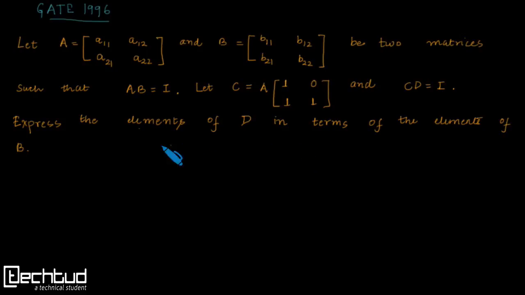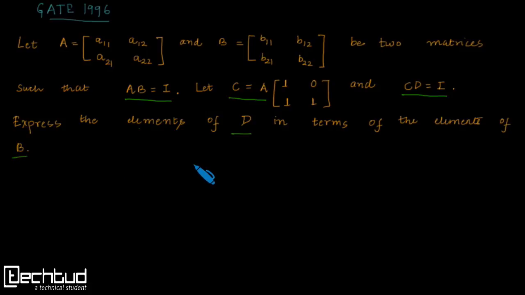So today we are going to look at this question which has been asked in GATE 1996. In this question we are given two matrices A and B and some information such as the product of A and B is equal to the identity matrix, C is given in terms of matrix A, and the product of C and D is equal to the identity matrix. The question is asking us to express the elements of matrix D in terms of elements of matrix B.